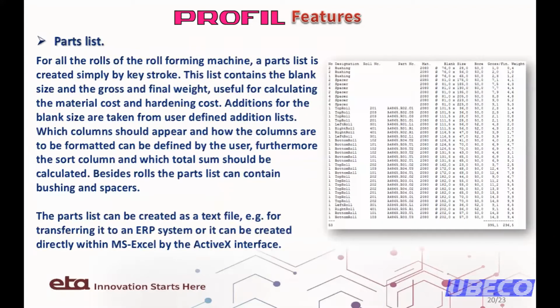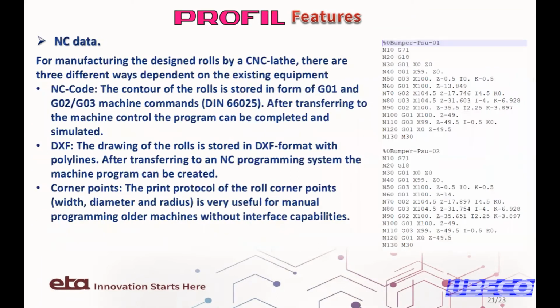At the end of roll tool design, a part list can be quickly created. It contains the blank size, gross and final weight, and calculating material and hardening costs. The part list also contains bushing and spacer. Profil generates NC data for roll tools. These data can be used to manufacture rolls by CNC lathe.